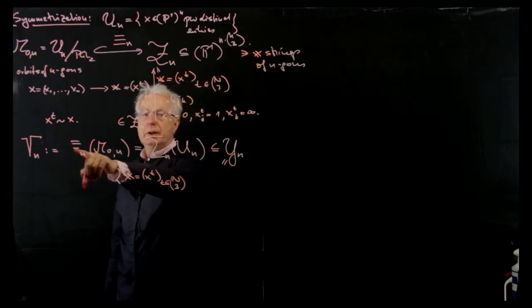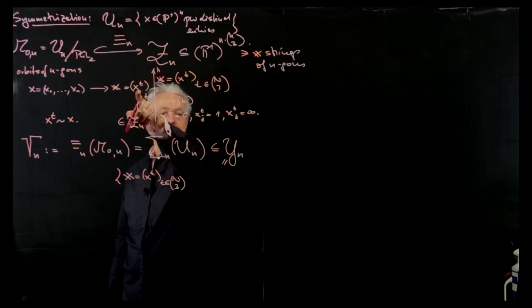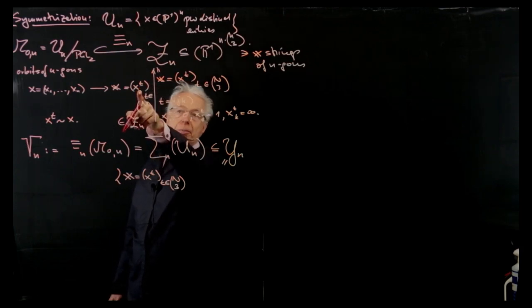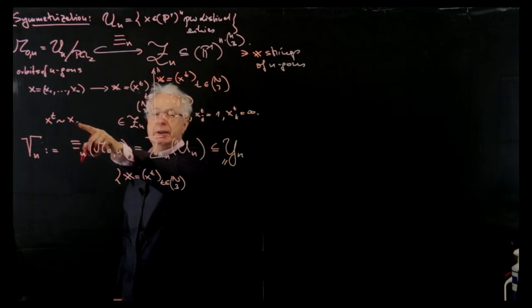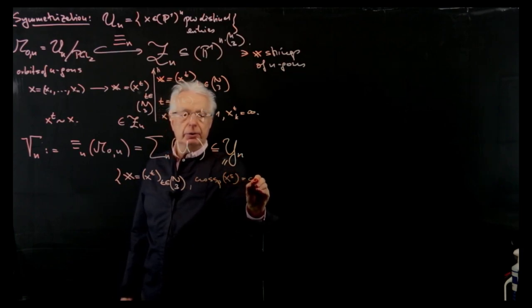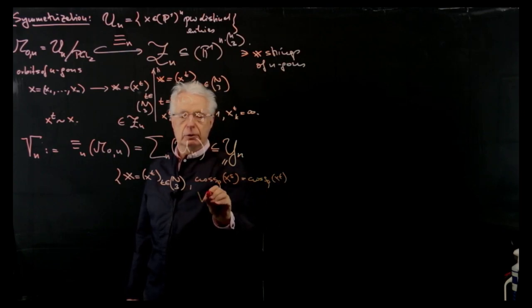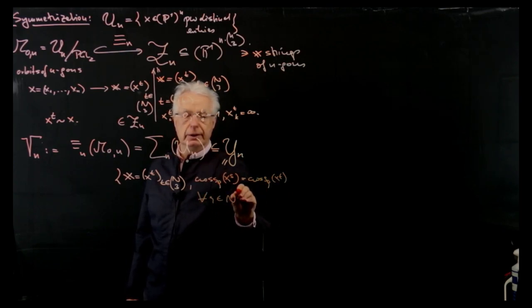Of course, when we go here, the cross ratios of these xt will all be the same because they are equivalent to x. So here we require that cross q xs equals cross q xt for all q in n4.